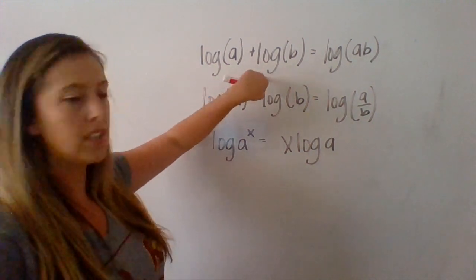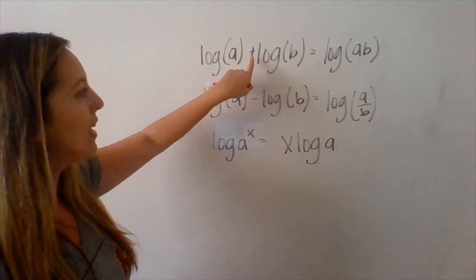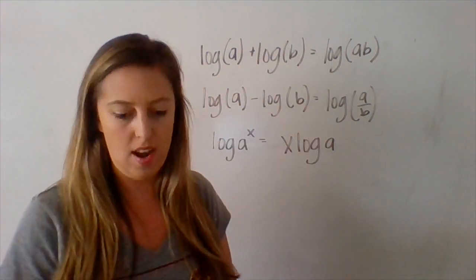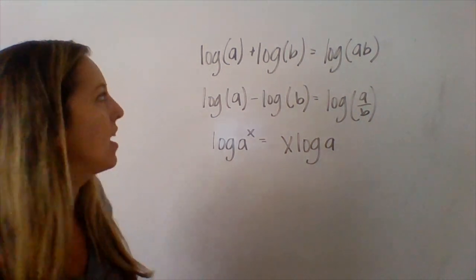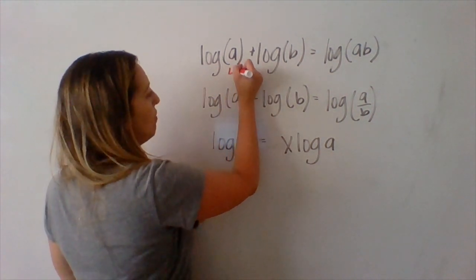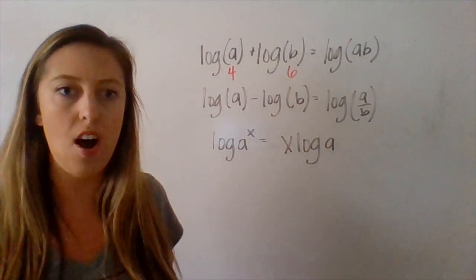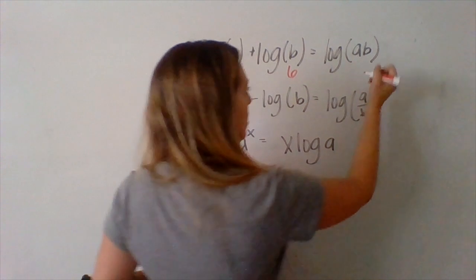If I have 2 logs, same base, being added together, I can multiply their arguments together and keep them within 1 log. So here's an example of that. If I had log of 4 plus log of 6, it would equal log of, multiply them together, 24.